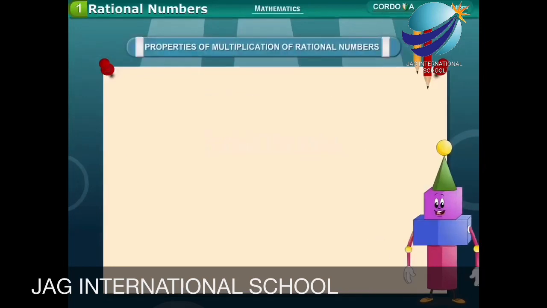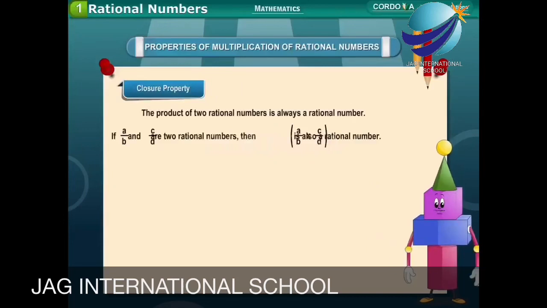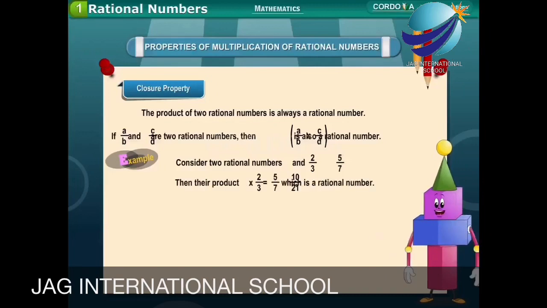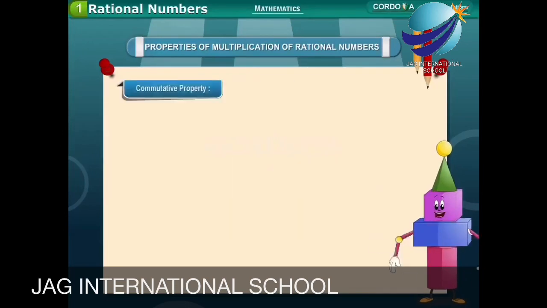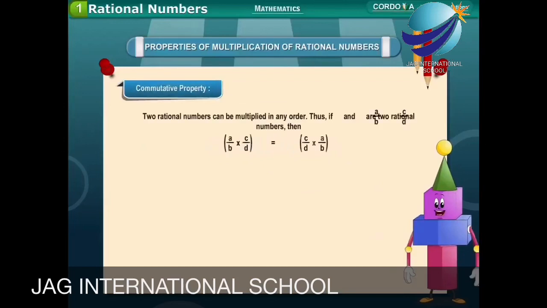Properties of multiplication of rational numbers. Closure property. The product of two rational numbers is always a rational number. If a upon b and c upon d are two rational numbers, then a upon b into c upon d is also a rational number. Example: Consider two rational numbers, 2 upon 3 and 5 upon 7. Then their product, 2 upon 3 into 5 upon 7 is equal to 10 upon 21, which is a rational number.